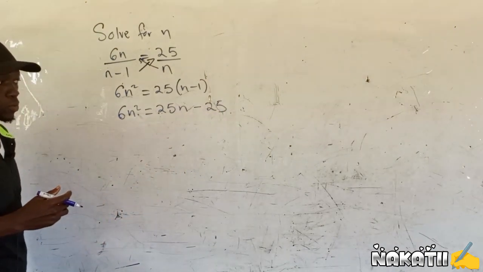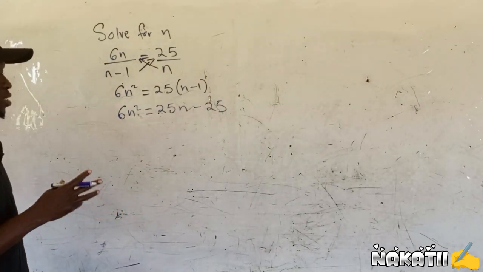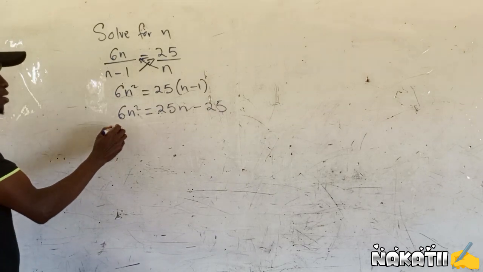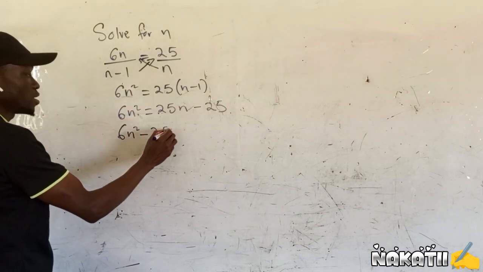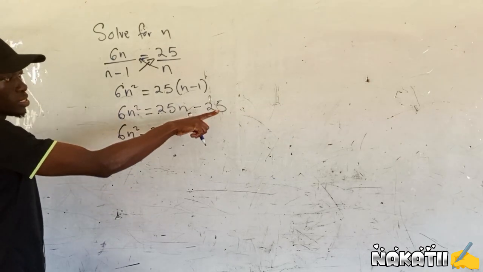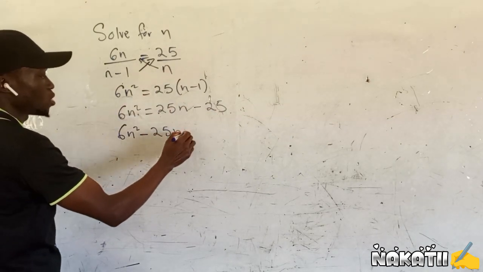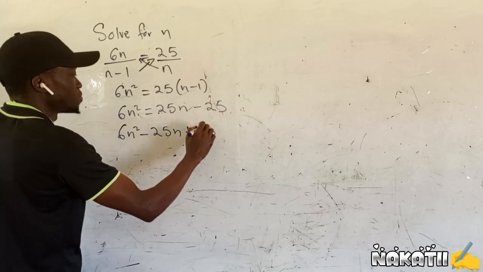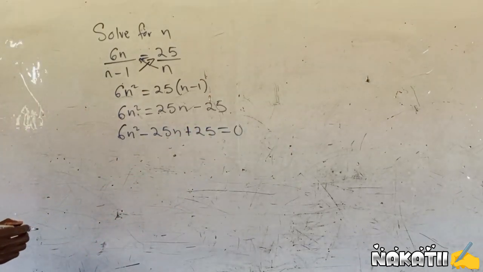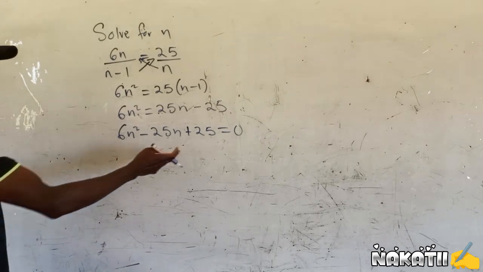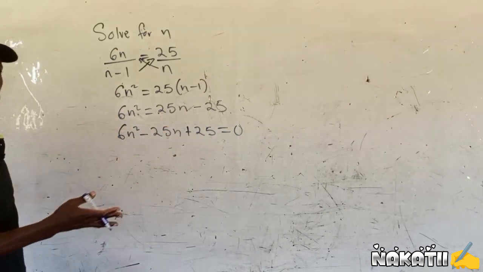This one is a quadratic equation. You just rearrange it. You're going to have 6n squared minus 25n. You bring this 25 this side and this negative 25 this other side. You're going to have plus 25 is equal to 0. Then the next thing now, you can factorize this expression and then you equate it to 0.